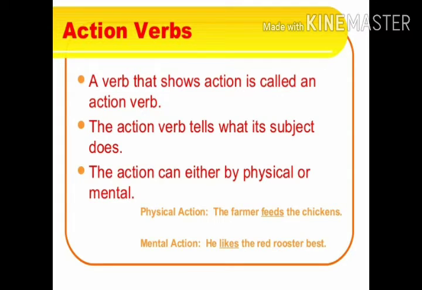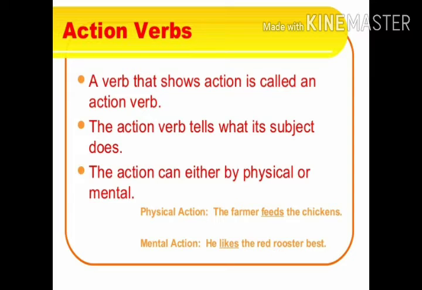A verb that shows action is called an action verb. The action verb tells what its subject does. So, what is the function of the action verbs? Action verbs tell us the action of the subject, and the action can be physical or it can be mental. For example, the farmer feeds the chickens. Here, feeds is the verb. Now, what does it tell us? It tells that the subject is feeding the chickens.